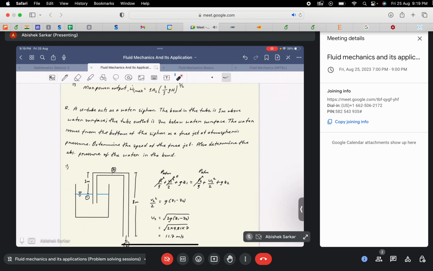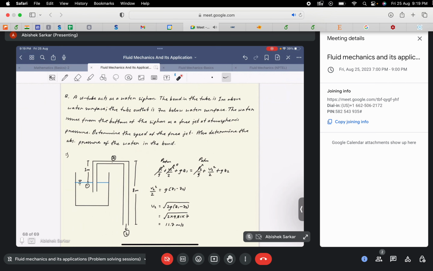A U tube acts as a water siphon. The bend in the tube is 1 meter above the water surface. The tube outlet is 7 meters below the water surface. The water issues from the bottom of the siphon as a free jet at atmospheric pressure. Determine the speed of the free jet. Also determine the absolute pressure of the water in the bend. So we need to find the velocity at which the water exits as a free jet from this outlet.